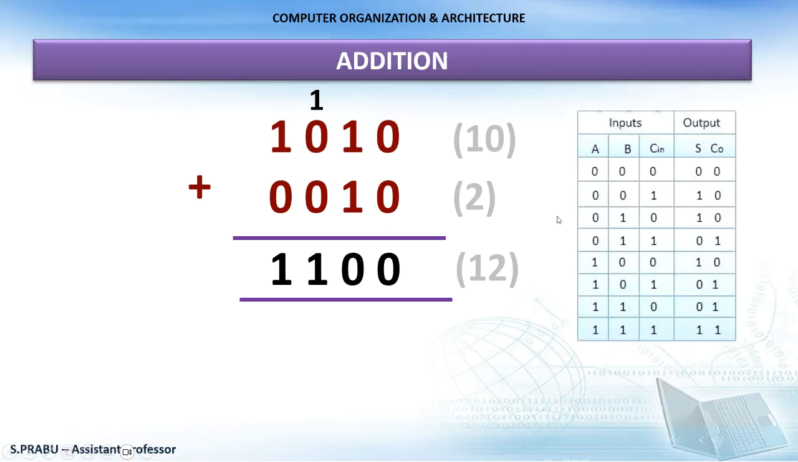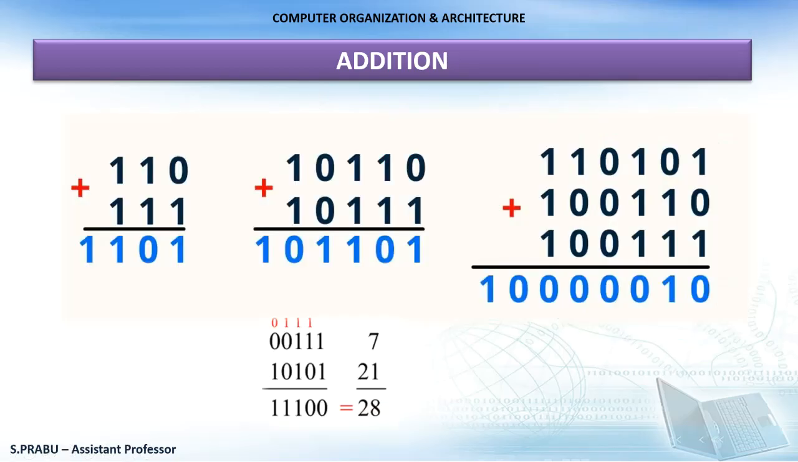So 0, 1, 1. You get the result 0 and the carry 1. Then 1, 0, 1: result is 0, carry is 1. Then 1, 0, 0: result is 1, carry is 0. Then 0, 1, 0: result is 1, carry is 0. So you can also use this truth table to achieve the simple addition operation. There are some other examples. You try it yourself and cross-check your answer.